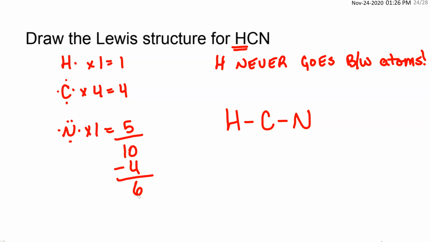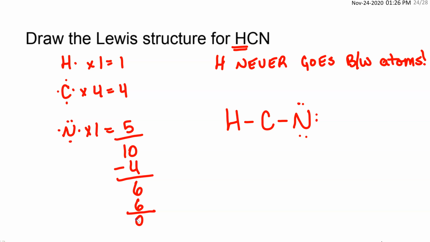So, we go and we look at nitrogen. Nitrogen only has 2 valence electrons right now because it's only sharing 1 pair. So, it gets 6 more valence electrons to complete its octet. Unfortunately, that eats up all of my valence electrons, and I don't have any left over for carbon. Carbon doesn't have an octet.